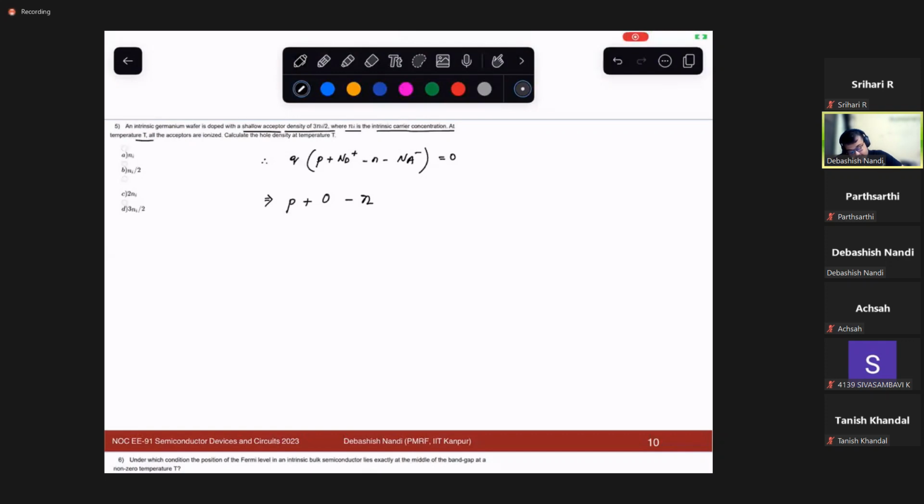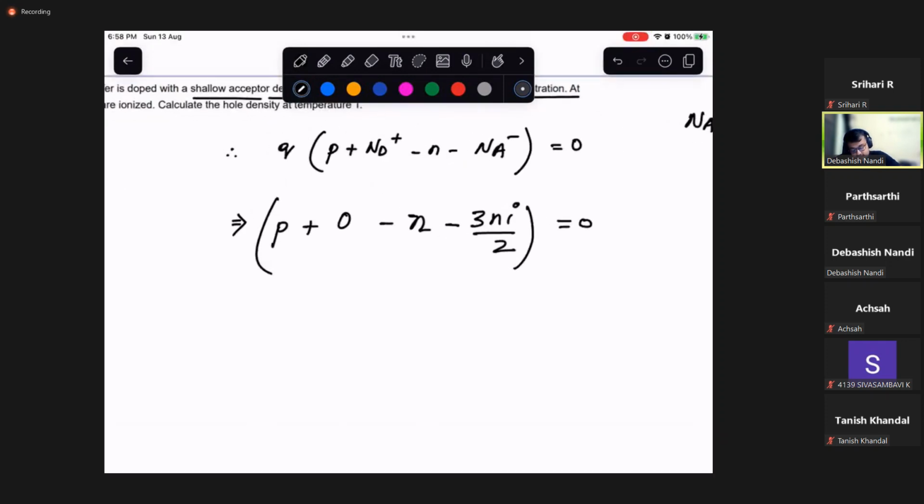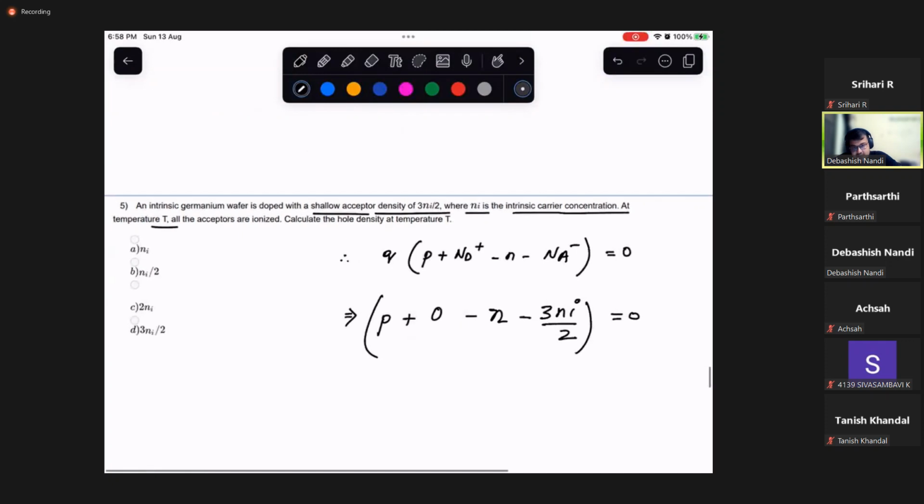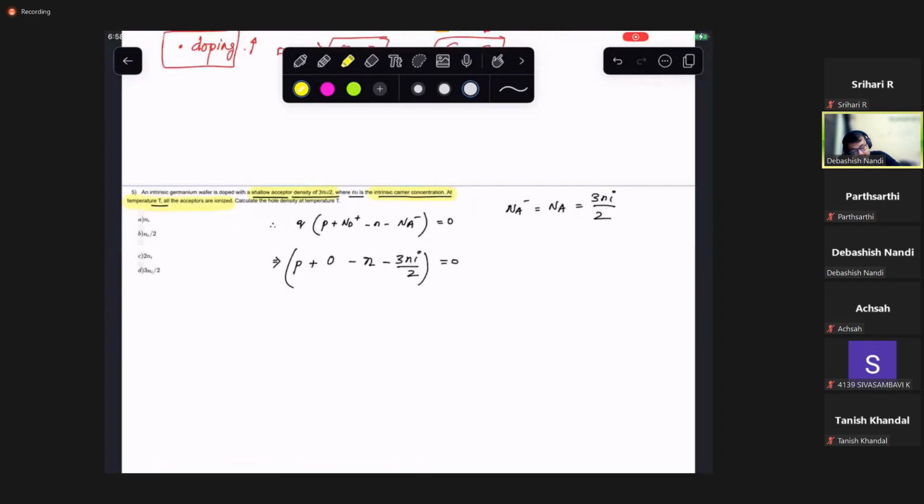This Na minus is nothing but 3Ni by 2, because Na minus is equal to Na equal to 3Ni by 2. It is given in the question. Let me zoom it so that you can read the question. An intrinsic germanium, acceptor density is this, that means Na is this, and at temperature T, all acceptors are ionized, that means Na minus is equal to Na.